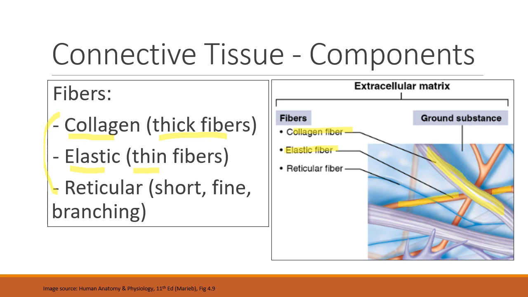And then you have what's called reticular fibers, and these are short, fine branching fibers. And so when you take a look at this diagram here, that's this very, very light blue fiber, and you can kind of see how it branches like that. They're very fine. But those are 3 different types of fibers within connective tissue.